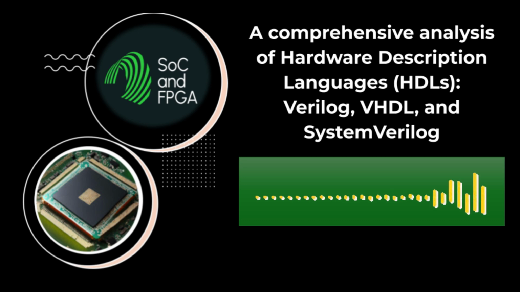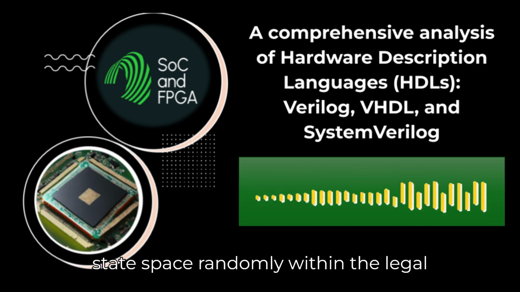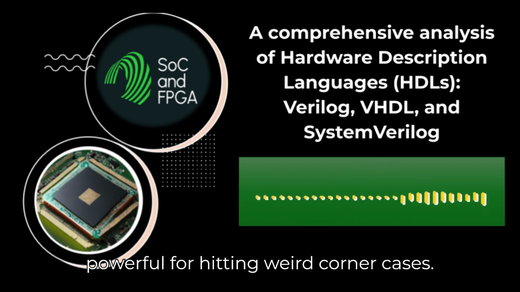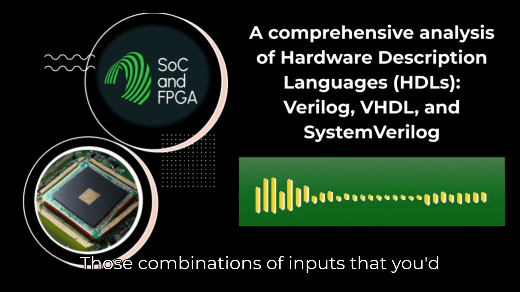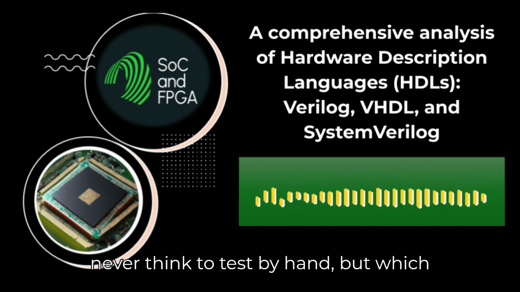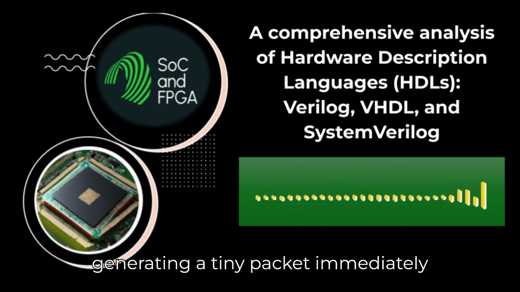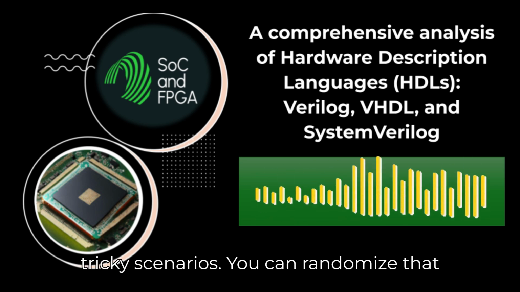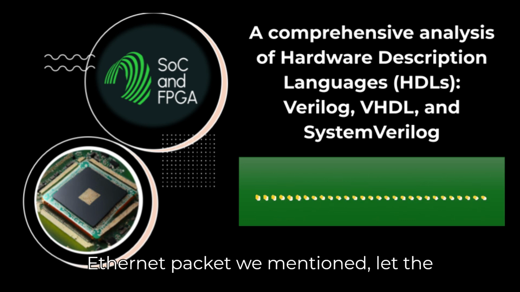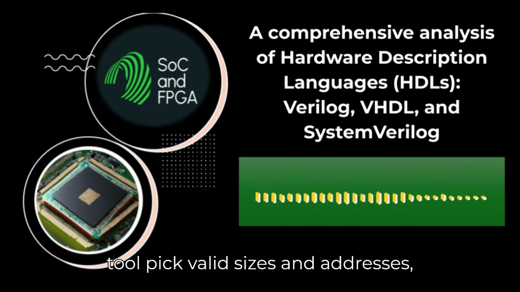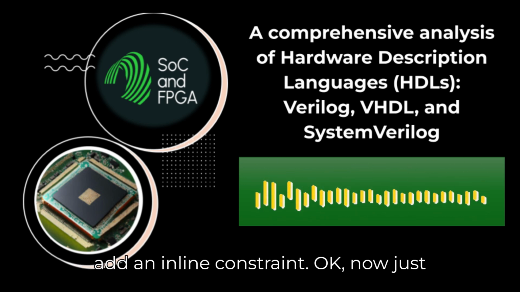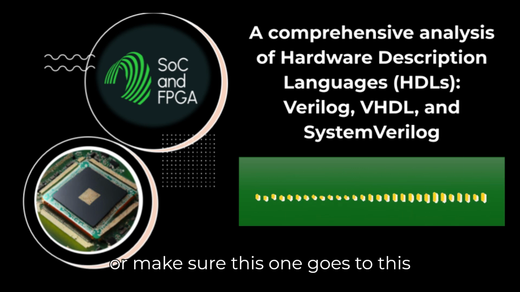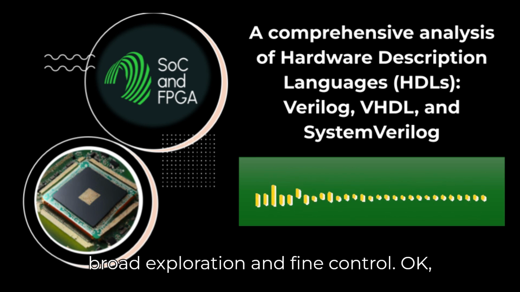So you guide the randomness. Exactly. You let the tool explore the state space randomly within the legal boundaries you define. This is incredibly powerful for hitting weird corner cases. Those combinations of inputs that you'd never think to test by hand, but which might just break the design. Like generating a tiny packet immediately followed by a giant one, or hitting a specific address pattern. All those tricky scenarios. You can randomize that Ethernet packet we mentioned, let the tool pick valid sizes and addresses, and then maybe for one specific test, you add an inline constraint. Okay, now just give me a packet smaller than 100 bytes, or make sure this one goes to this specific destination. It gives you both broad exploration and fine control.